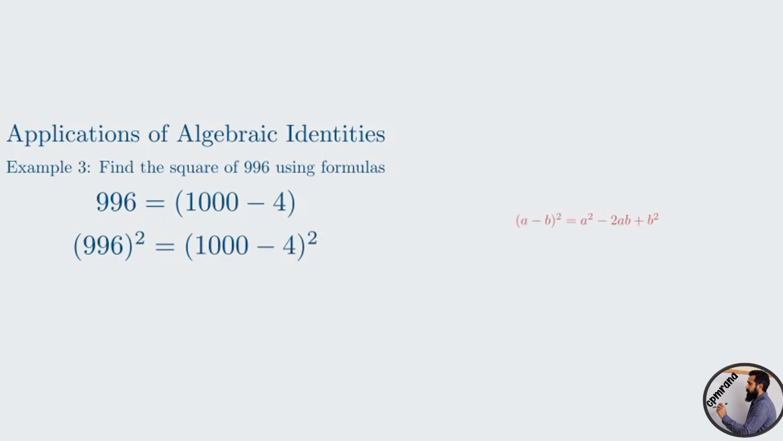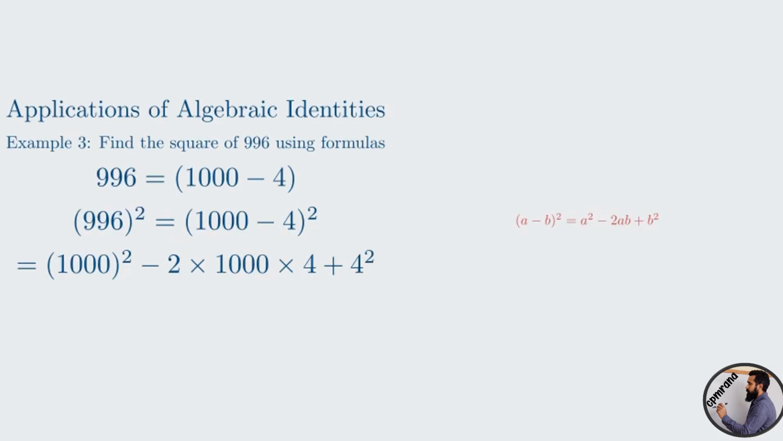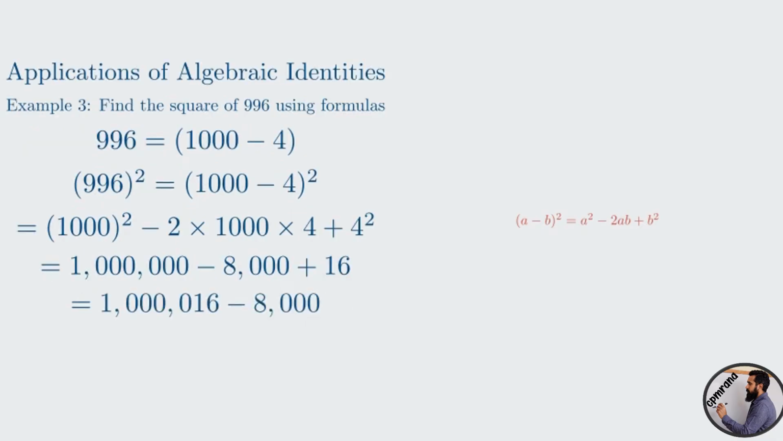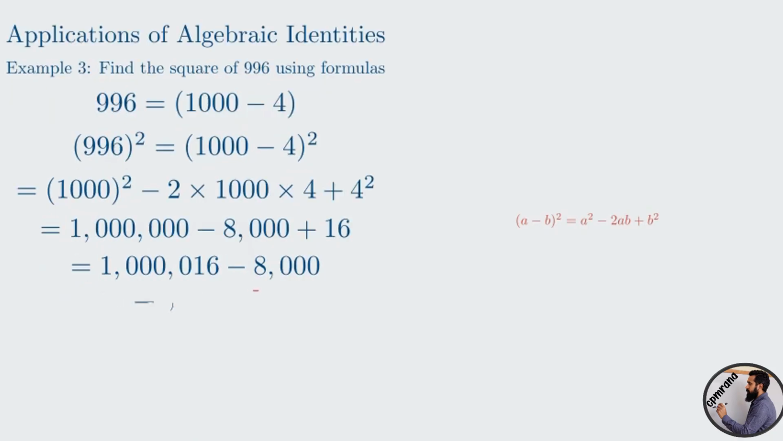Applying the formula, we take the square of 1000, subtract 2 times 1000 times 4, and add 4 squared. 1000 squared is 1,000,000. 2 times 1000 times 4 is 8000, and 4 squared is 16. Adding 16 to 1,000,000 gives us 1,000,016. Finally, subtracting 8000 gives us the final result, 992,016. Using the identity made this much simpler than multiplying 996 by itself directly.